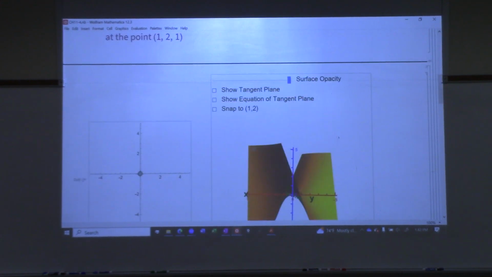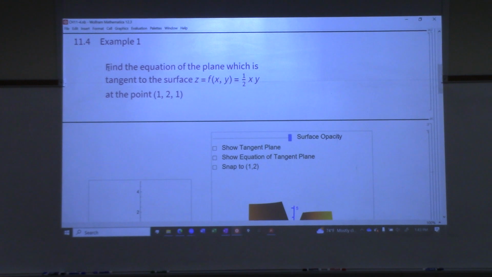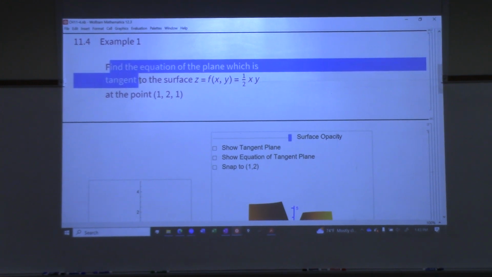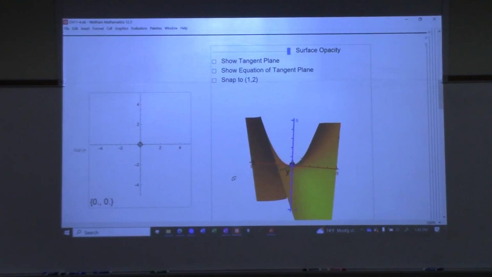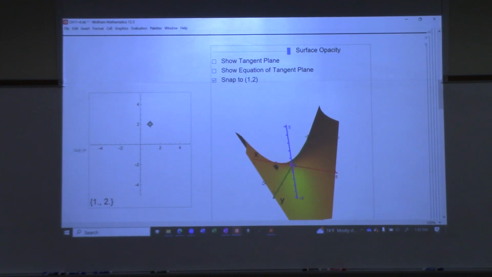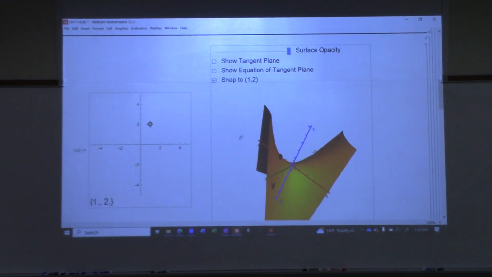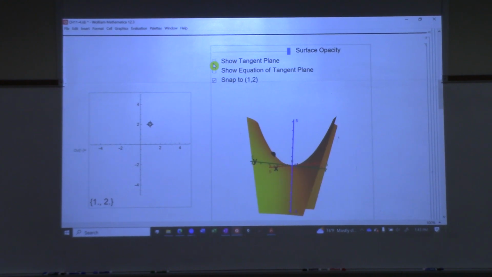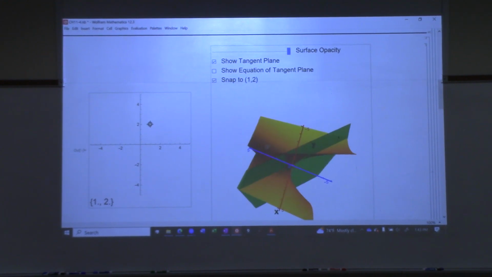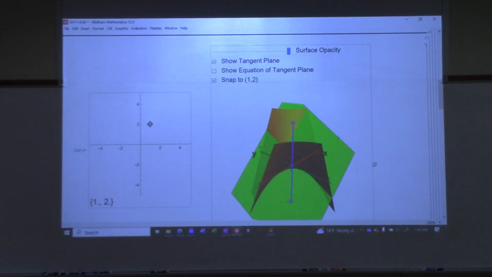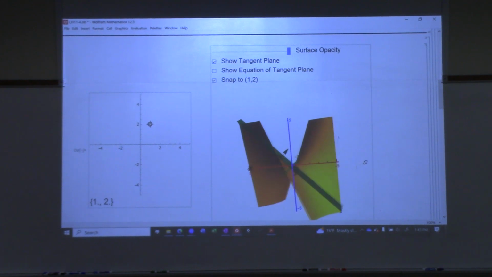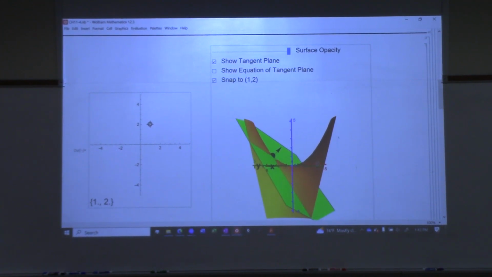And what I'd like for us to do is to find the equation of the plane that's tangent to that surface at the point 1, 2, 1. So let's go to the point 1, 2, 1. So there we are. That's the point right there on the surface that we're talking about. And I'd like for us to find the equation of that plane. Whoa, what the hell? Everything got flipped over. There we go. I would like for us to find the equation of that plane right there, the green plane, that is tangent to the surface at that point. That make sense? Okay.